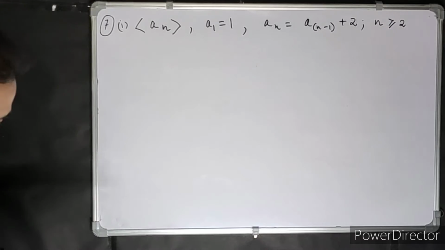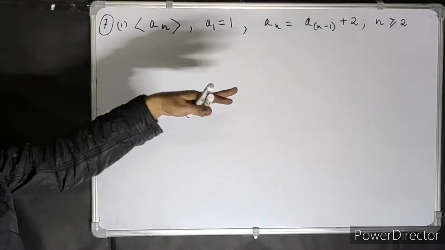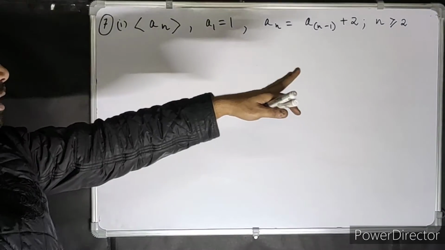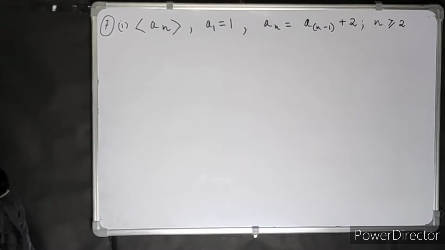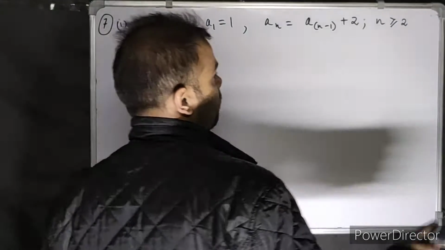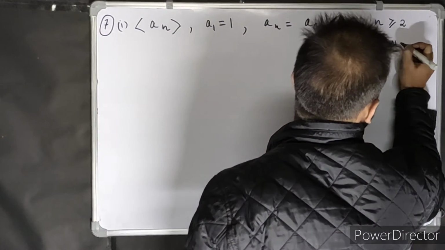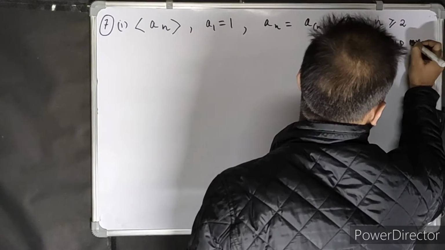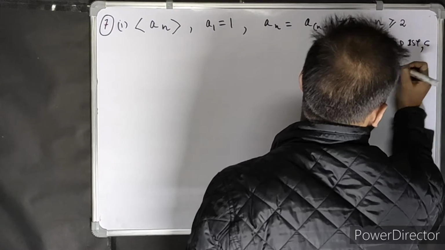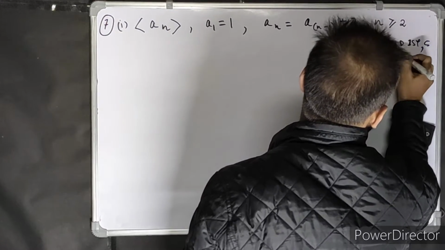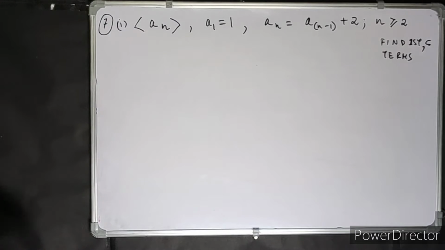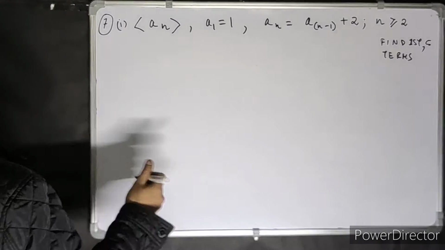So what do you have to find in question number 7? This is just the question given to you. Now what you have to find, I'm telling you: you have to find the first 5 terms. Simple question. Quickly you all start. Don't wait for me. I know you all can do it.